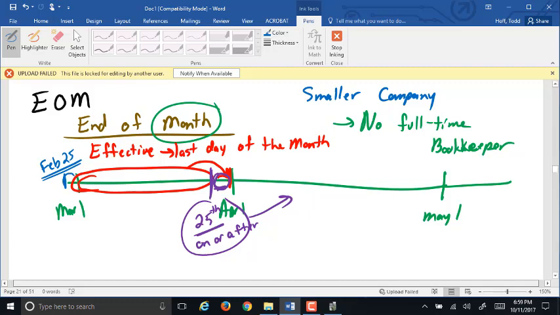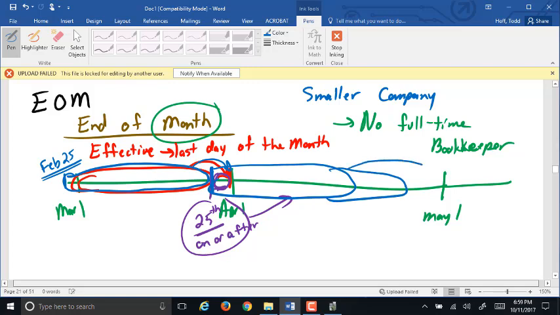But that means everything from February 25th to March 24th is going to get invoiced as of the last day of March, March 31st. And everything from March 25th to April 24th is going to get invoiced on April 30th, the last day of April. Make sense?